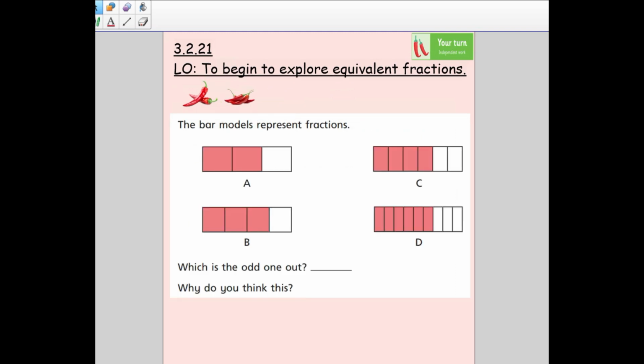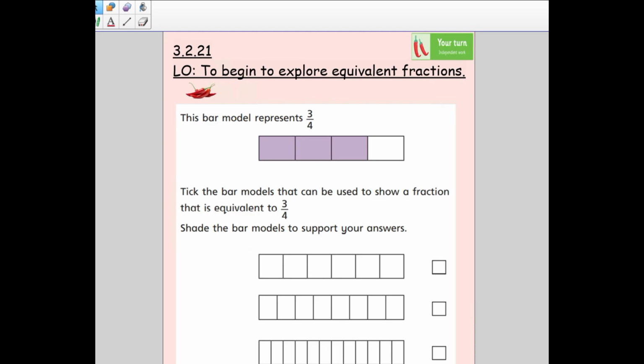This question is suitable for chili 2 and 3. The bar model represents fractions. Which is the odd one out? And why do you think this? Pause the video and have a go now. This question is suitable for chili 3. It says this bar model represents 3/4. Tick the bar model that can be used to show a fraction that is equivalent to 3/4. Shade the bar models to support your answers. Pause the video and have a go now.